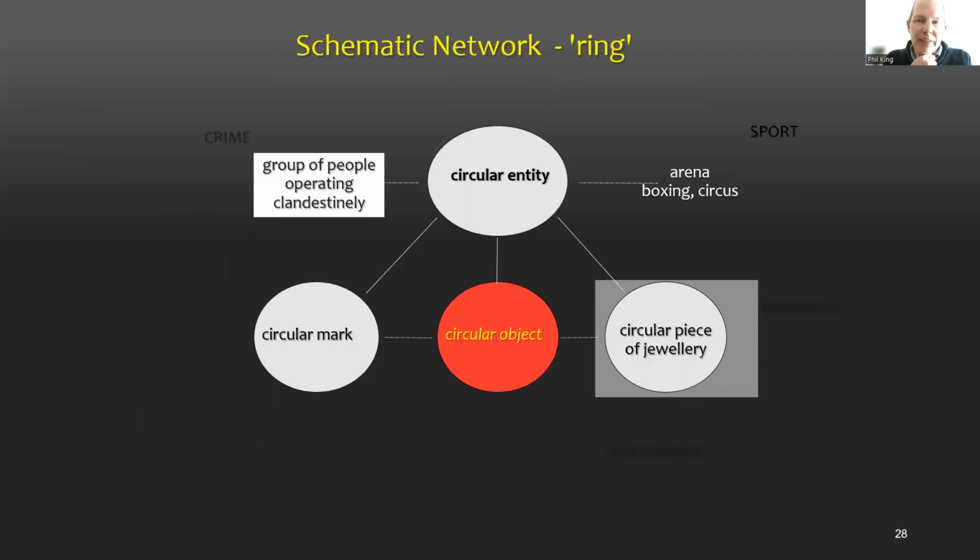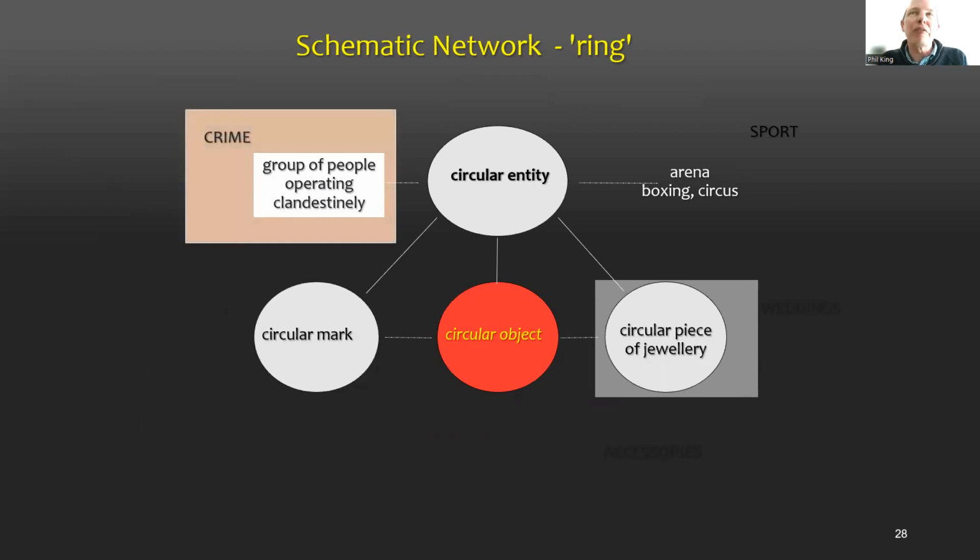Let's go back to the ring example and try to think of what domains may be associated with the different sentences. So we see here we talked about the group of people operating clandestinely. That could be in the crime domain, perhaps. So if we're talking about crime and we hear about a ring, we're probably going to think first of the group of criminals rather than a piece of wedding jewelry.